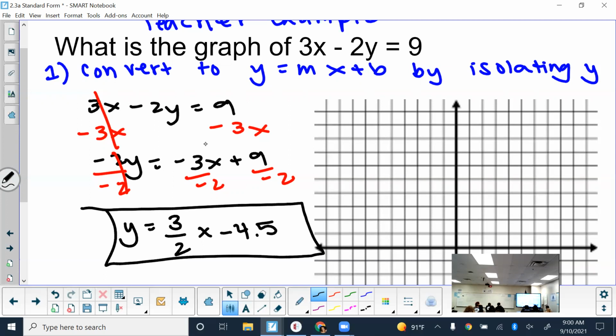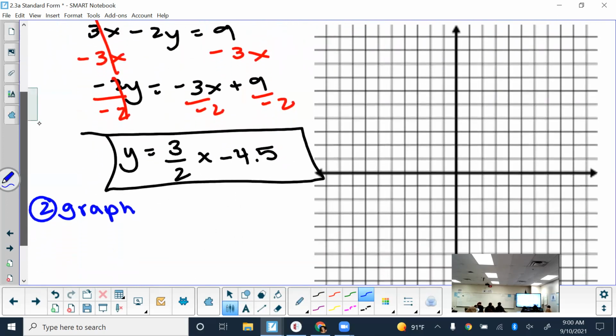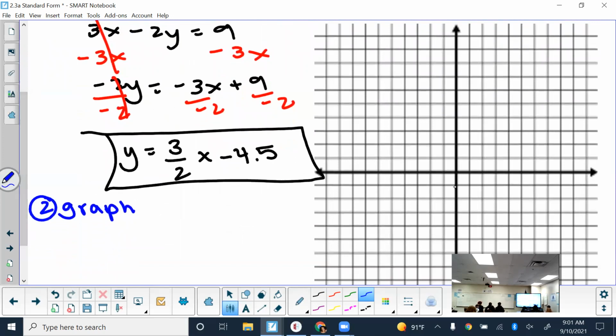All right, so now that it looks like slope-intercept form, I can actually graph it. So if you're writing down the steps, step 2 is to graph. And we've already covered the steps for graphing, but what do we always graph first? Your y-intercept. So if it's negative 4.5, where should it be on this graph? On the upper part or the lower part? Good. So from your origin going down 1, 2, 3, 4.5.